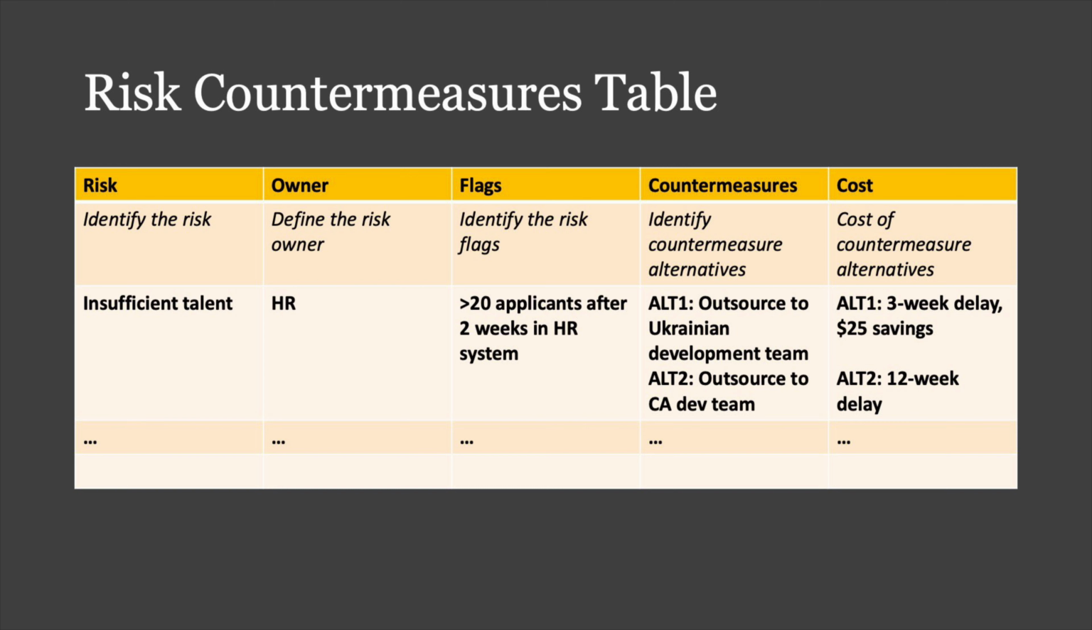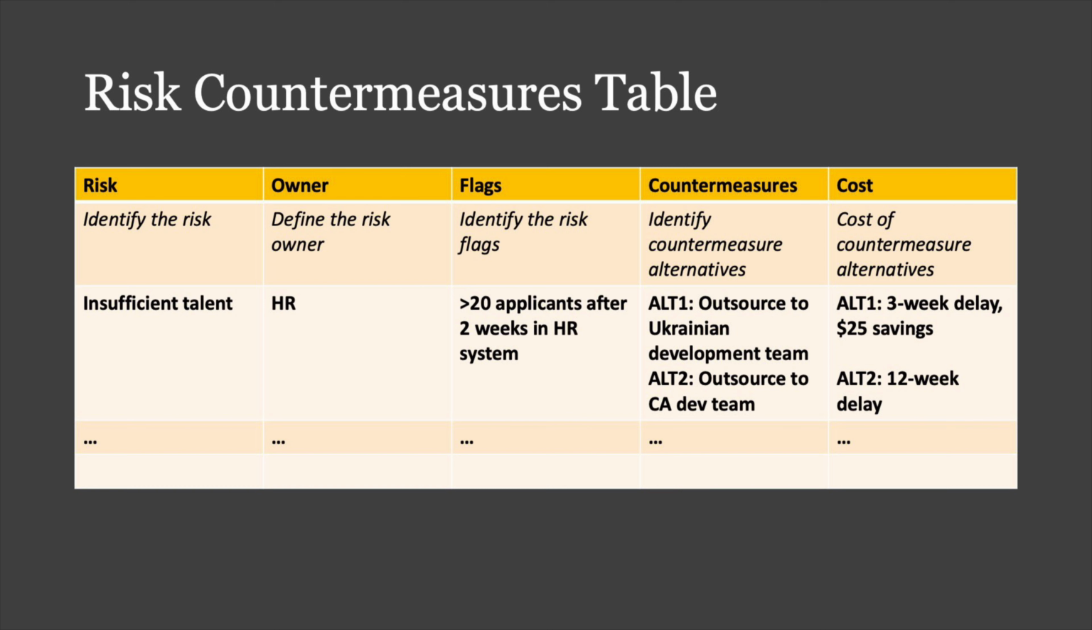The first one, it looks like we have a Ukrainian development team outsourced that we could bring in. And we also have alternative 2, it looks like a California or Canada development team that we can bring in. Now there are some benefits and some drawbacks. The first one has a 3-week delay. Not ideal, but probably manageable, and it saves us about $25,000 in the overall project. So not that bad. And then option 2, outsourcing to the Canada or the California development team, will have a 12-week delay, but the cost will stay the same. So that might not be acceptable.